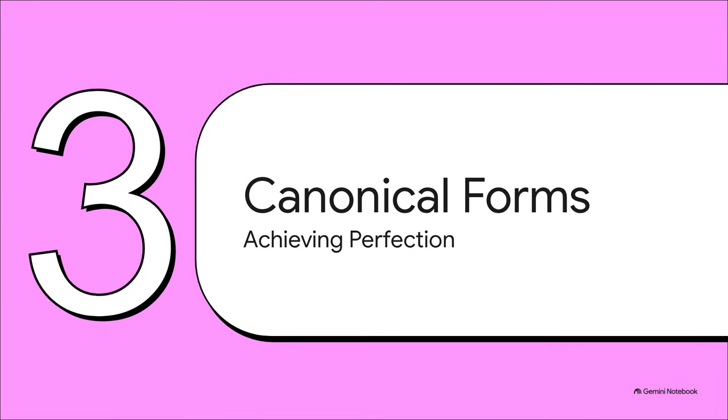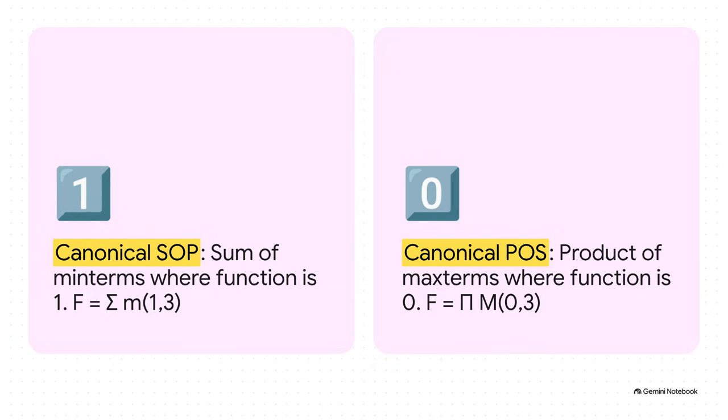Section 3. Standardizing with canonical forms. Achieving perfection. So we have our basic forms and our atomic units. Canonical forms represent the standardized, mathematically perfect way we combine them to describe a circuit.